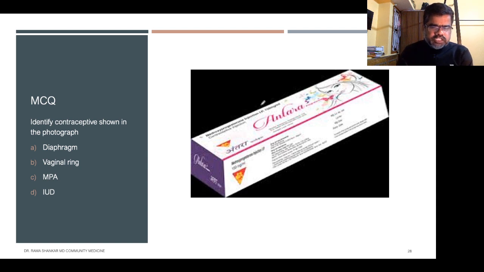Why have I given this question? You will not find this question anywhere. I have not seen any such question asked in MCQs so far. But why have I given this? From 2017 onwards, the Government of India has launched a program.